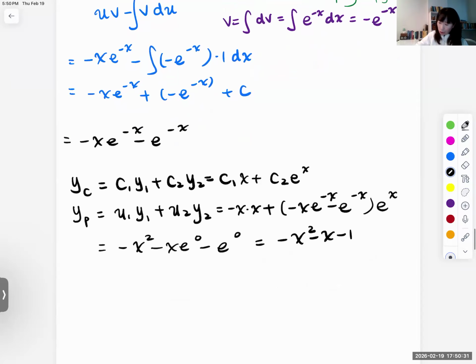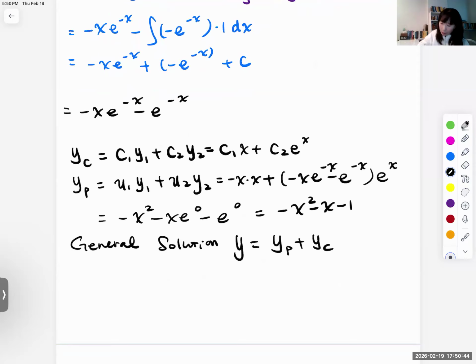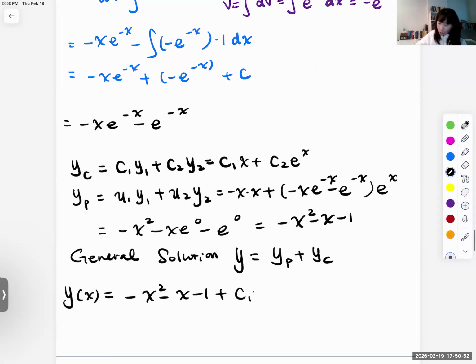Okay, now the general solution will be a particular solution with the complementary solution, right? So there will be negative x squared minus x minus 1 plus c sub 1 x plus c sub 2 e to the x power. It was in the earlier, right? Okay, that is the one. Make sense? Okay, very good.